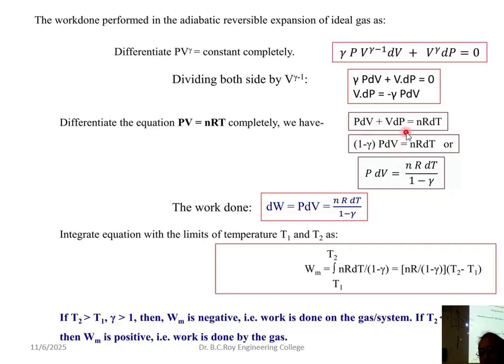This is PdV plus VdP, right? VdP equal to minus gamma PdV. If you apply this relation over here, we are getting this. And the next line, PdV equal to nR dT by 1 minus gamma, and dT is T2 minus T1. So the final relationship is coming like this.